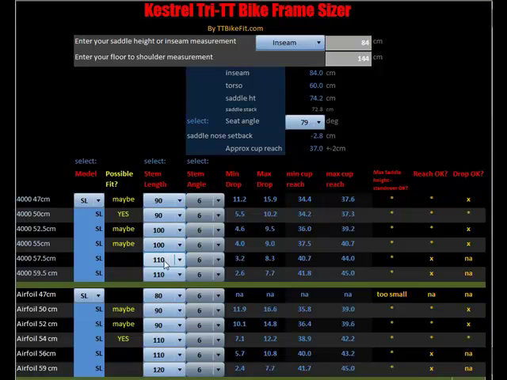The stem lengths and stem angles listed here are the default stems that come with these bikes right out of the box. Of course, you can change stem length and you can change stem angle.